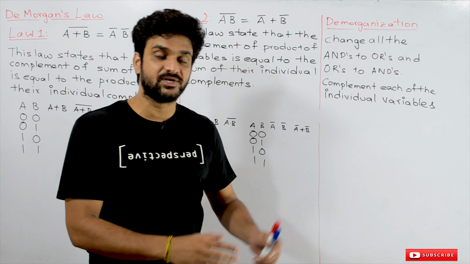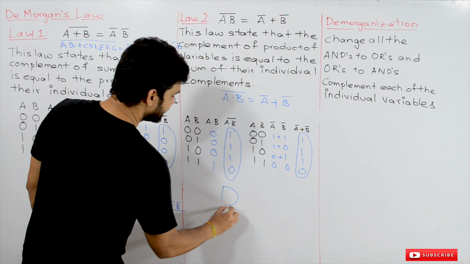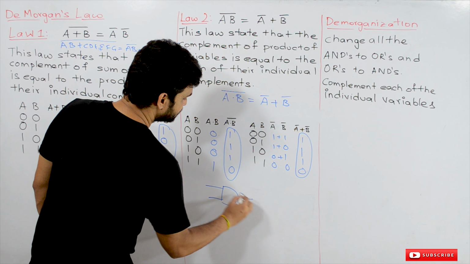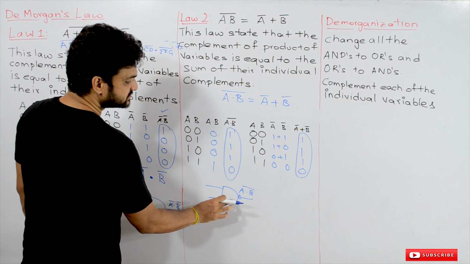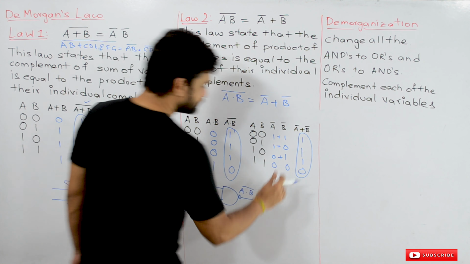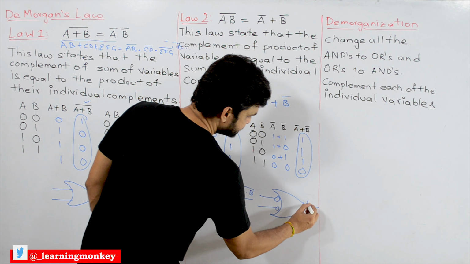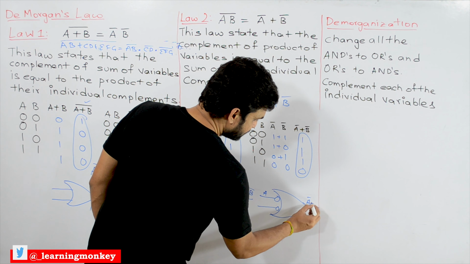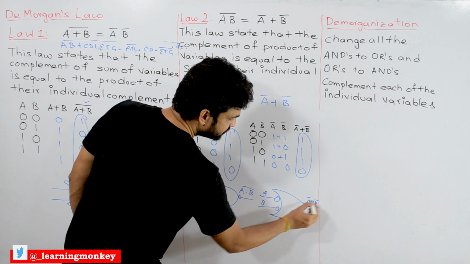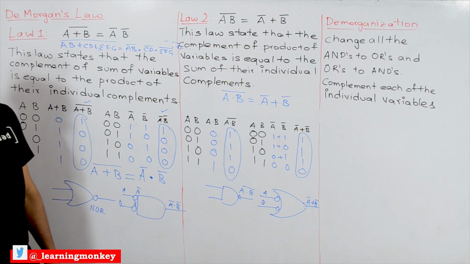And how are they represented? This is a NAND gate, A dot B whole complement. This is an AND gate, and this is what we call a bubbled OR gate. See here what this represents. It is A complement. Here we will generate A complement plus B complement. So this is going to generate a B complement. So the output is going to be A complement plus B complement.